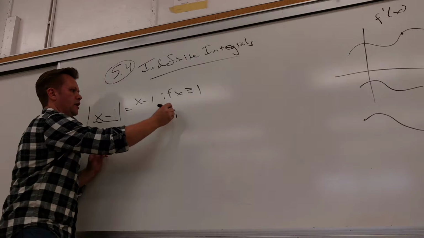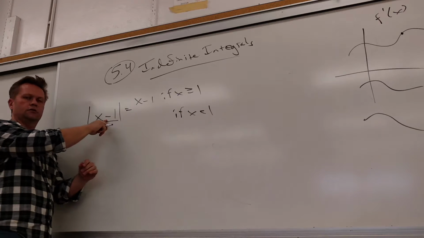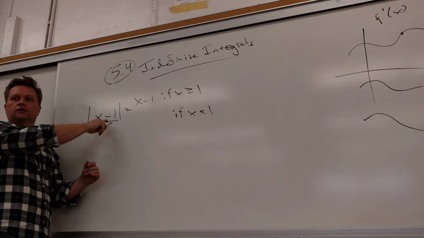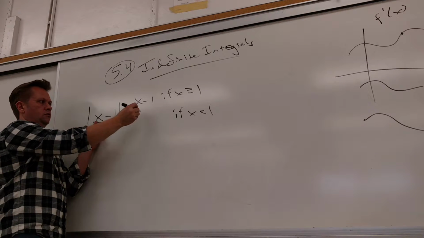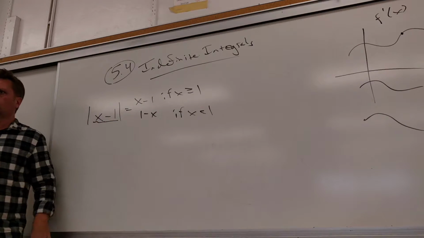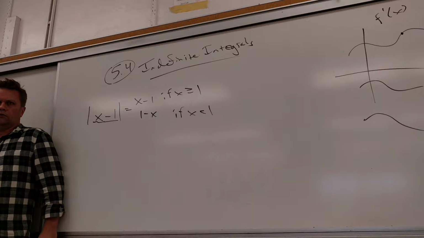Well, what if x is less than 1? Then what kind of number is this? Negative. And what's it going to do to it? Multiply by negative 1. So what do you get when you multiply this by negative 1? Negative x plus 1. That was cool. Right, and let's test it.